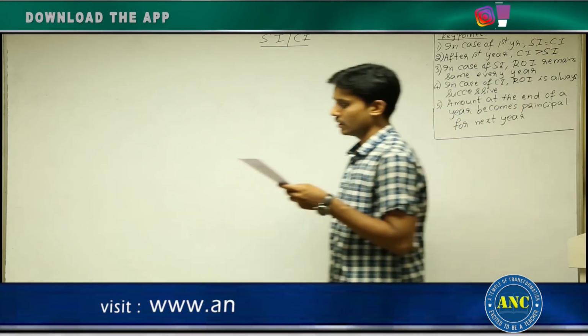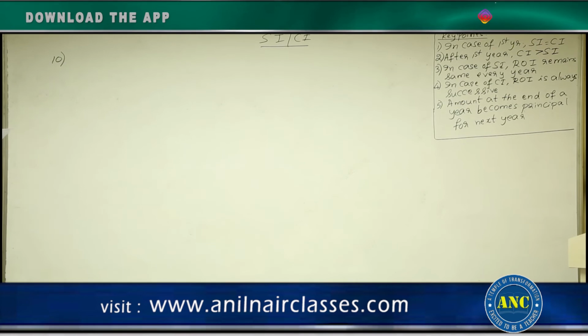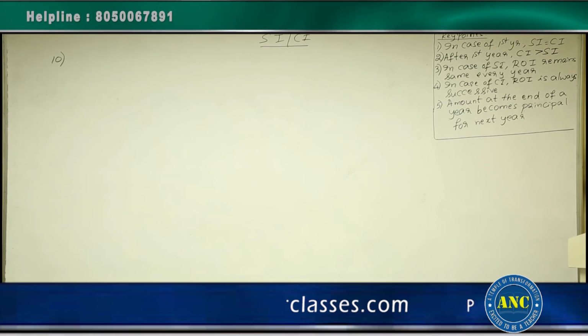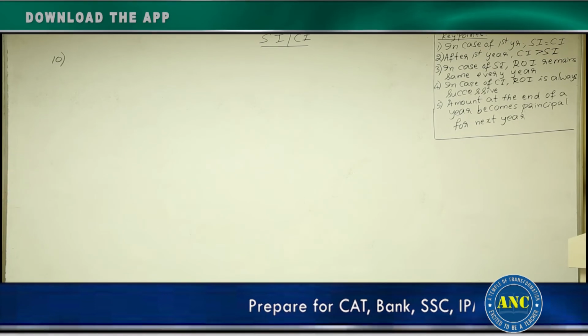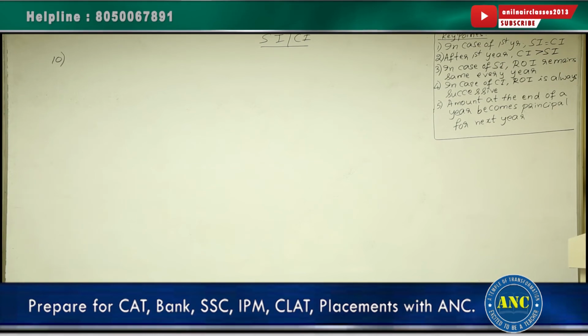10th question. The simple interest on a sum of money at the rate of 5% per annum for 8 years is 840 rupees. At what rate of interest can the same amount of interest be received on the same sum after 5 years? Let us calculate the first part first.